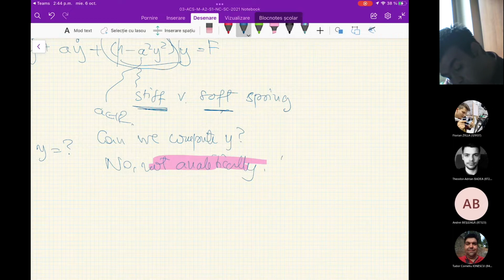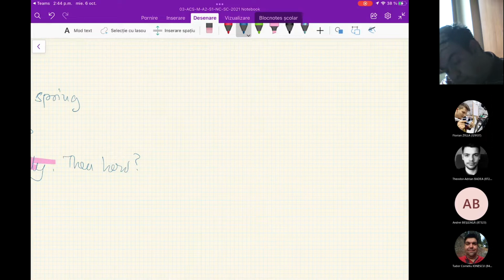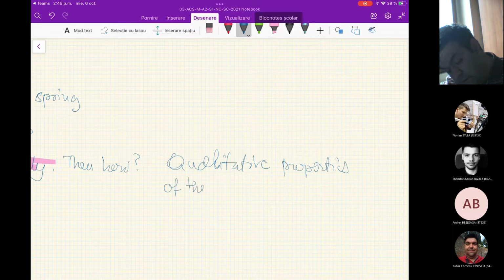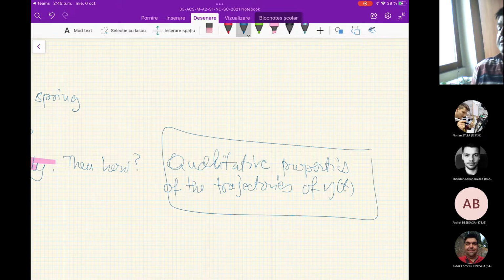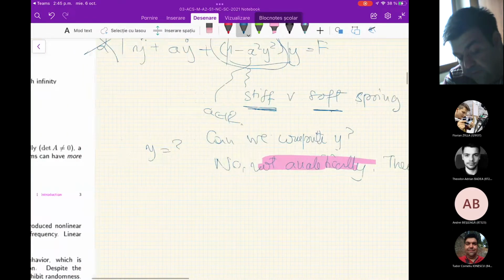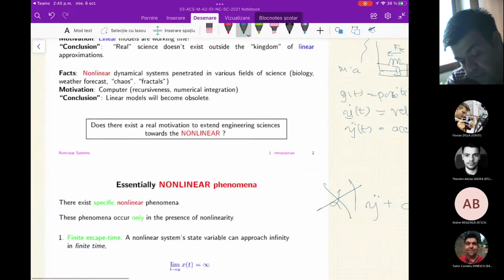Okay, then how? We need to know something. Then we can say qualitative properties of the trajectories of y(t). This is what we can do in the nonlinear setting. We can do qualitative stuff, not quantitative, I'm afraid, because it's very difficult to compute analytically.